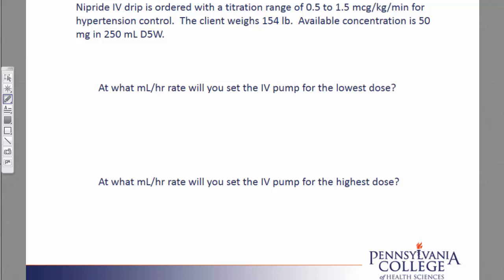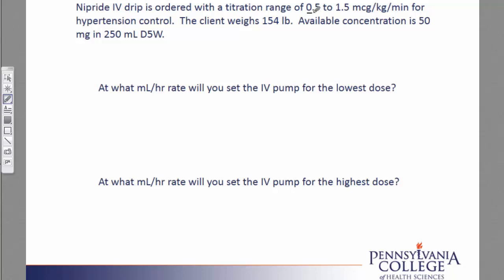Together we're going to solve a problem on titration. Once again, we'll start by looking at the information given to us and underlining important pieces. Our medication has been ordered as an IV. That makes us think that we'll probably be calculating milliliters per hour.